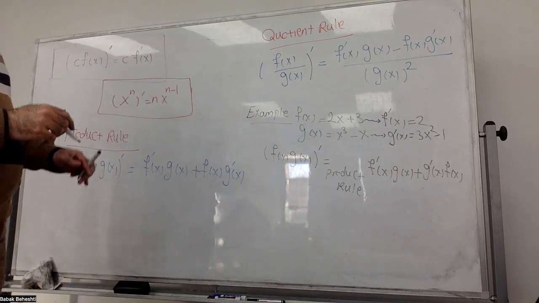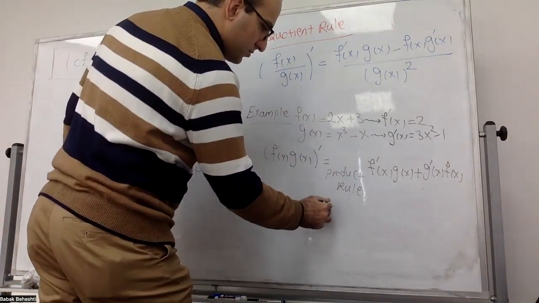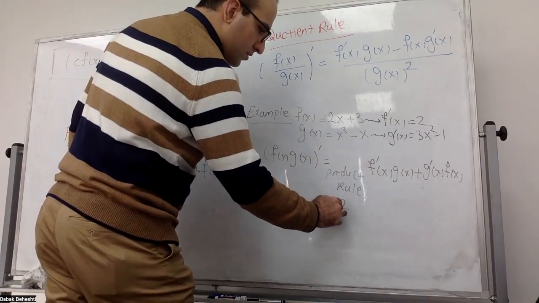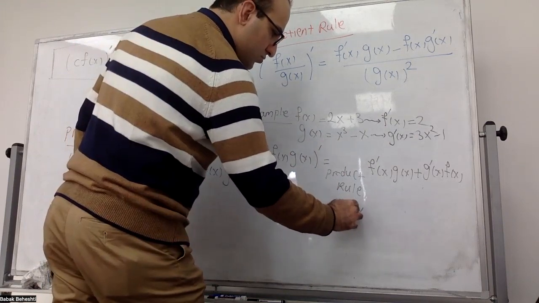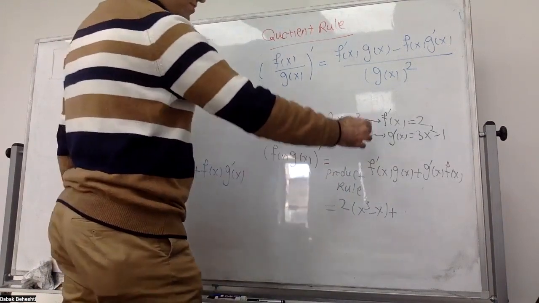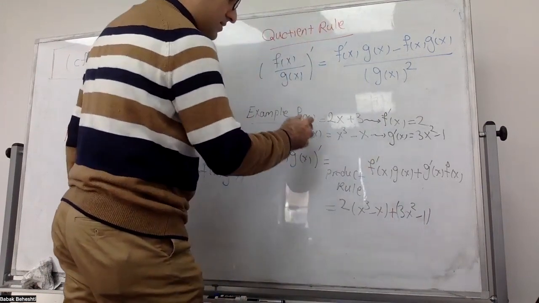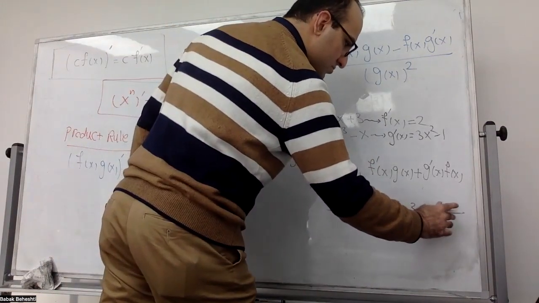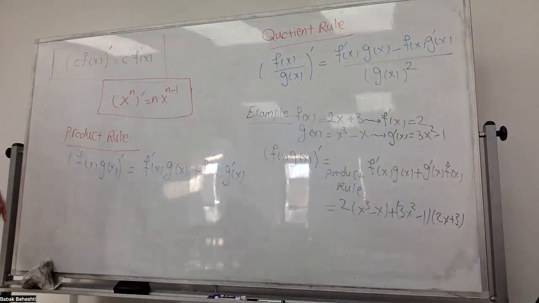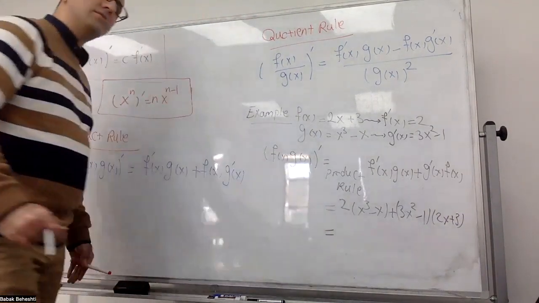Now, if you use the product rule, what do you get? So the derivative would be equal to, what is f prime? It's 2. So it's 2 times g, 2 times x cubed minus x, plus g prime. g prime is 3x squared minus 1 times f. f is 2x plus 3. Can you simplify this for me? Write it in one line. What is it?